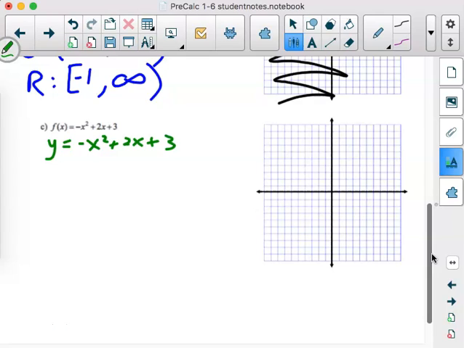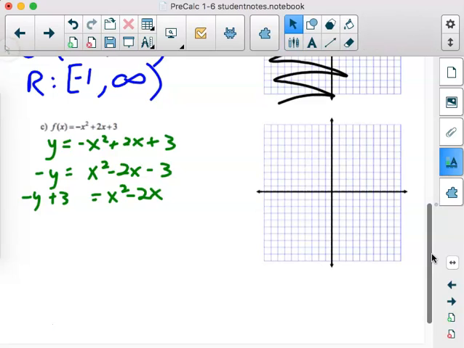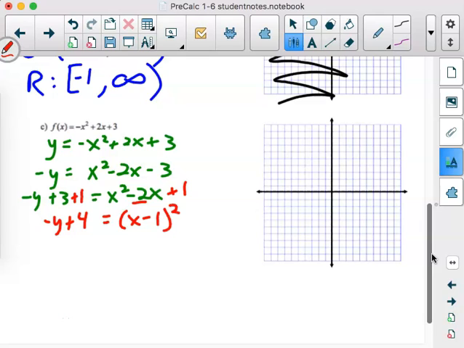Going to divide everything by a -1, because when we complete the square, we cannot have anything but a 1 in front of that first term. And then I'm going to move over the 3 because it's not helpful where it is. That is not a perfect square. So -y plus 3 equals x squared minus 2x. And then we'll go ahead and do our b over 2. My b value here is -2. So -2 divided by 2 is -1, and I square that and I get 1. So -y plus 4 equals x minus 1, the quantity squared.